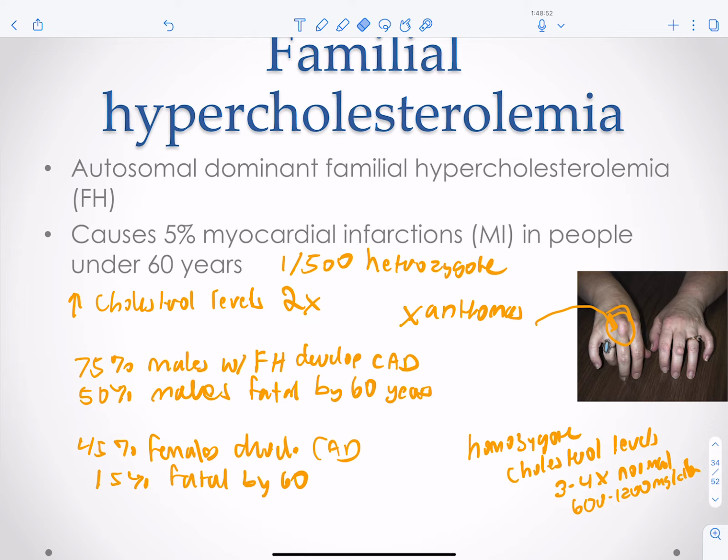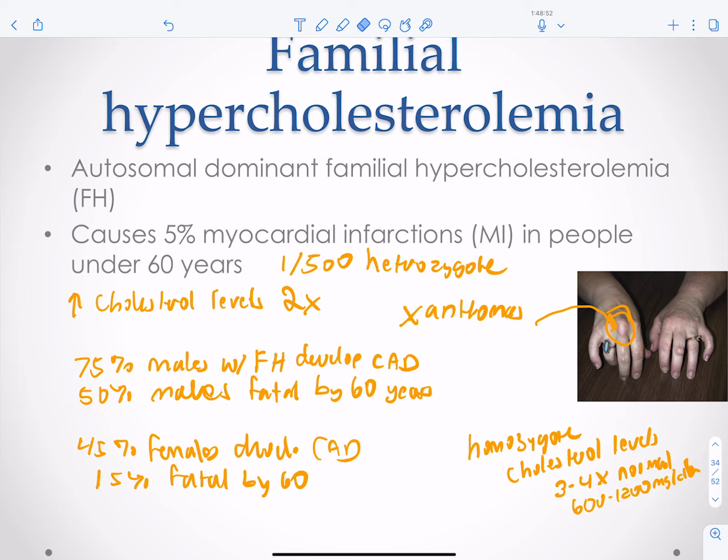You have xanthomas, which are fatty cholesterol swellings that can present on the hands. Males with familial hypercholesterolemia are going to have a higher incidence of developing coronary artery disease, about 75%, and 50% of males are going to be fatal by 60 years of age. Females have a lower incidence of coronary artery disease, only 45%, and 15% fatal by 60.